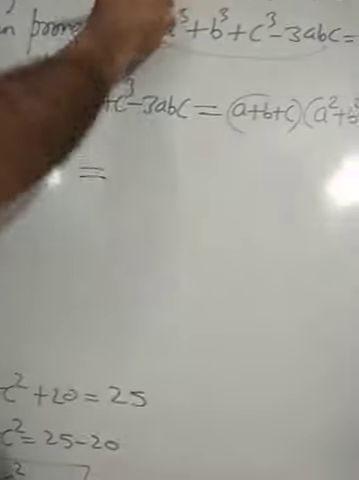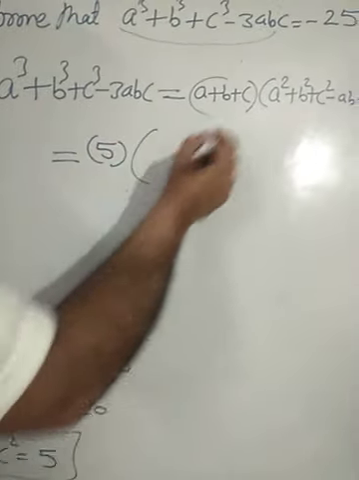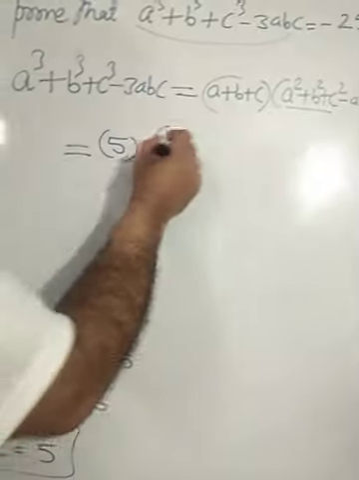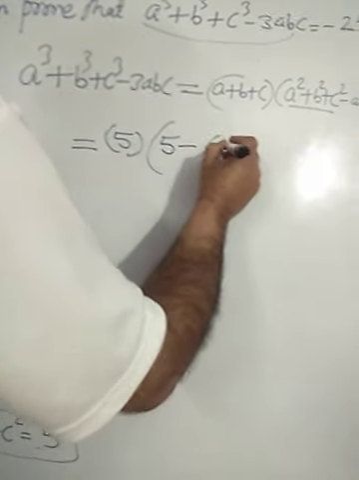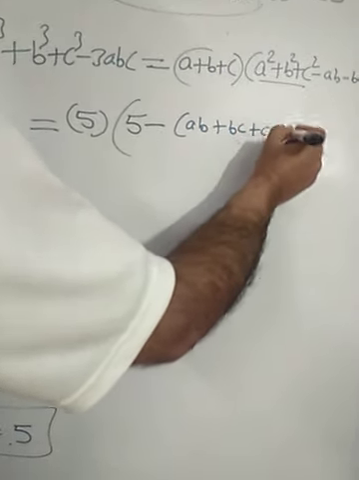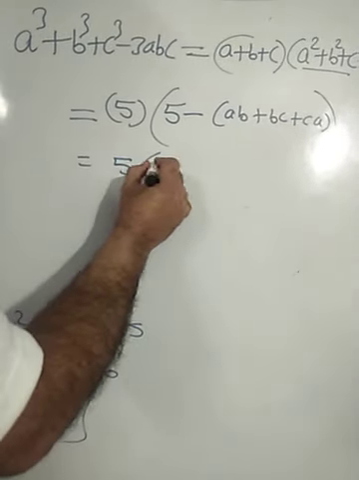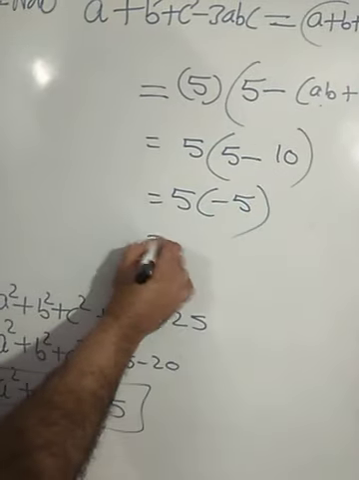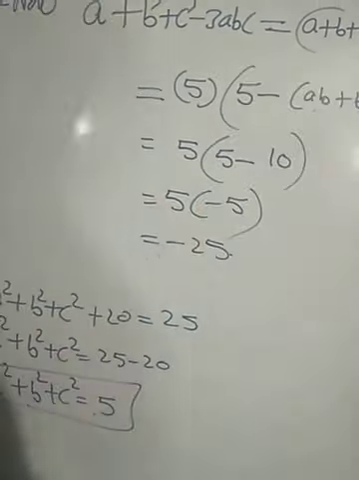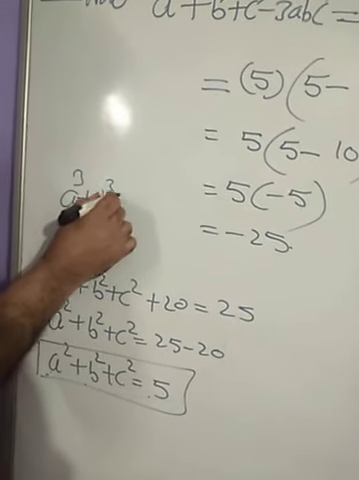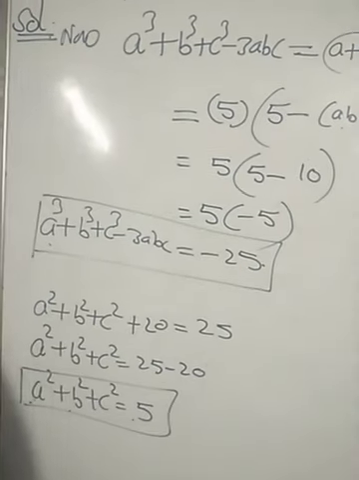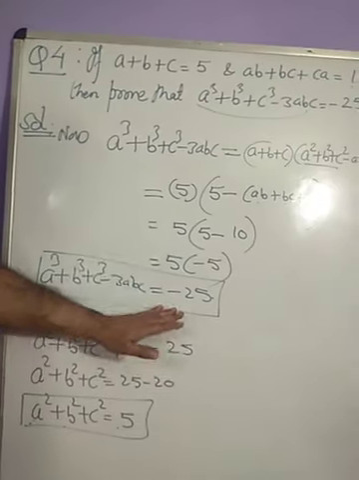a plus b plus c, what is it given? Equal to 5, into a square plus b square plus c square. We have proved it is equal to 5. From the last 3 terms I can take minus common. When we take minus common, 5 minus (ab plus bc plus ca), again it is given 10. So 5 minus 10 is minus 5, and it is minus 25. So a cube plus b cube plus c cube minus 3abc comes equal to minus 25. This is the solution.